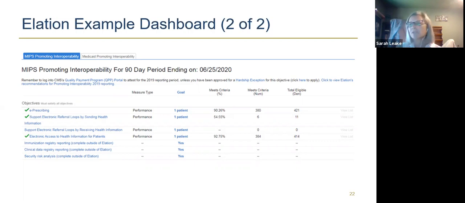For example, look at the second check mark. That is support electronic referral loops by sending health information. Remember, you have a sending health information and you have a receiving health information. For the sending one, you can see there's a score of 6/11. The minimum required is 1/1. And so this criteria has been met at a 54%. That will give you approximately a score, say this is 1 to 20 points, of approximately 10 points on this, just to understand what these numbers would mean. The criteria of at least 1, again, is met. So this is just one example of what your dashboard may look like. And we are going to come back to this when I explain a couple other items for filling out your assessment.